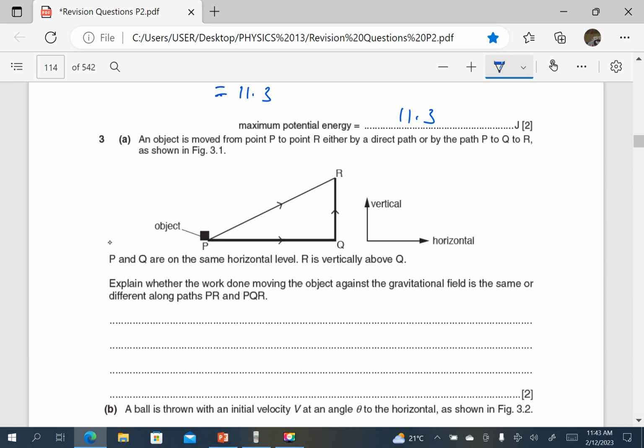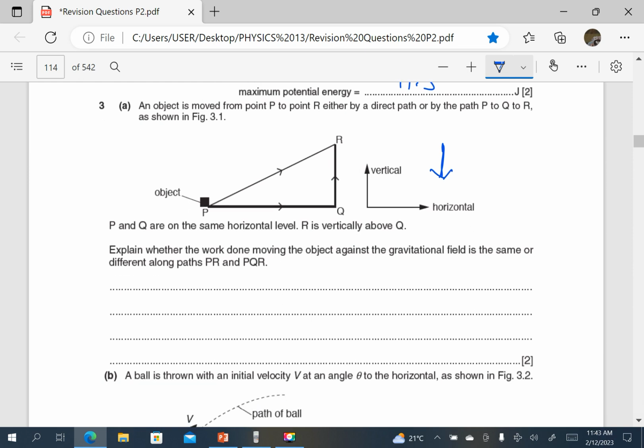Of course, the gravitational field means the force is vertically downwards. So when you move from P to Q, there is no work done against the gravitational field. Work is only done when you move against gravity. So it means work will be done when it's moving along QR or along PR, but there's no work done against PQ. And the work done against QR is going to be the same as the work done along PR, against the force due to gravity, because the force due to gravity is vertically downwards. It only depends on the gain in height.